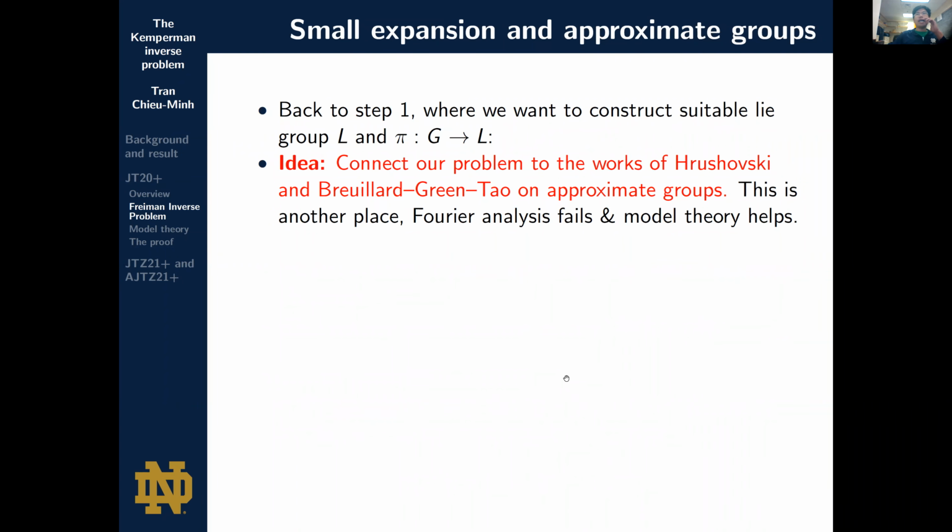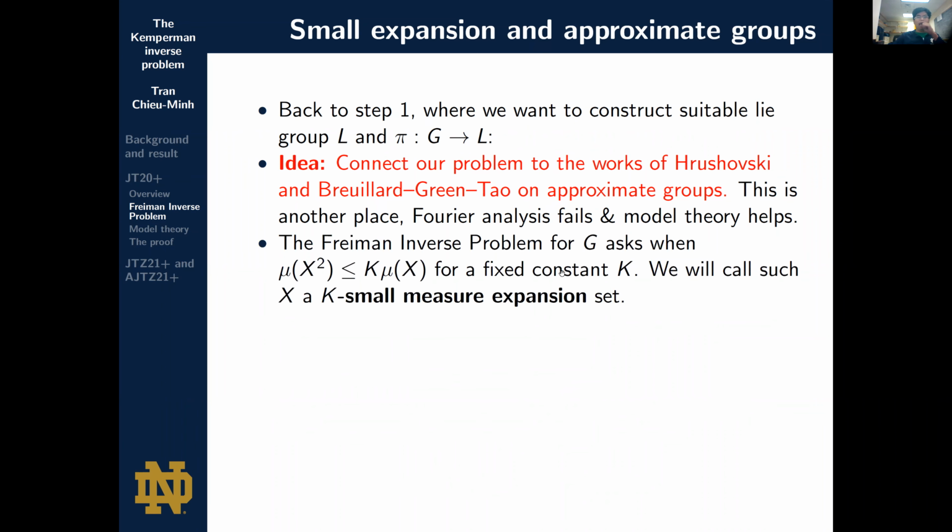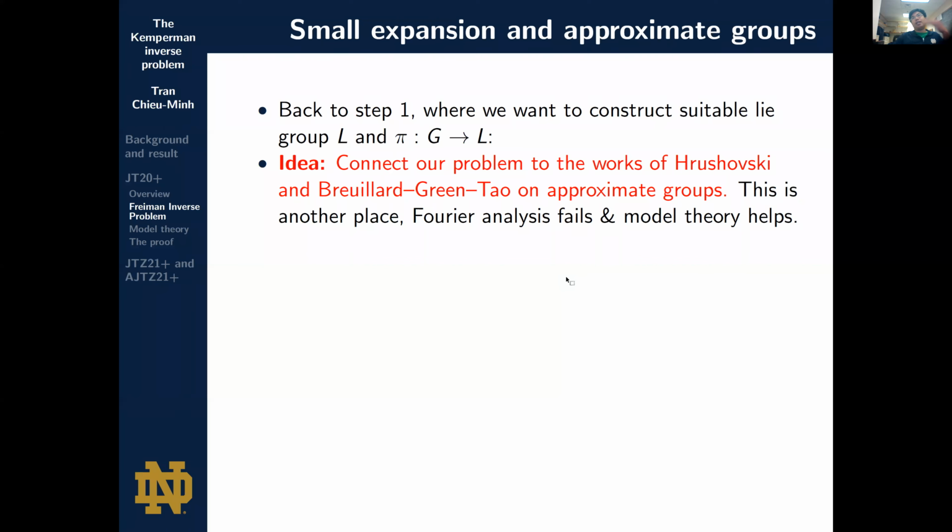Okay, so back to step 1. Recall that we want to construct a suitable Lie group L and a group morphism from G into L. And the idea is to connect our problem to the works of Hrushovski and Breuillard, Green, and Tao on approximate groups. And this is another place where Fourier analysis fails and model theory somehow comes to help. And in fact, if we think about it, the two problems are quite closely related.